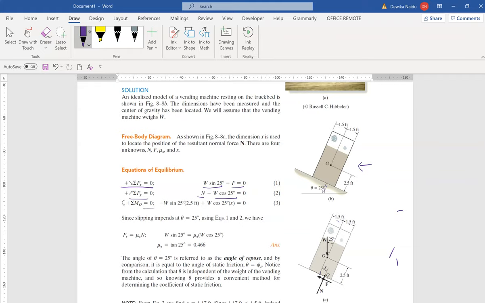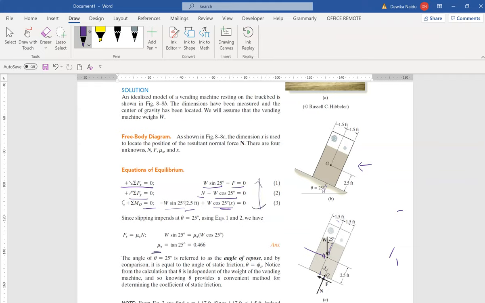So moment at O is zero. So we have W sine 25, the slipping one here, this side. The distance is 2.5 feet. And then we have W cos 25. We have the distance of X. So that's the reason why they actually shifted the O at the back. Because they want the value of X here. So from here, solving it all simultaneously.